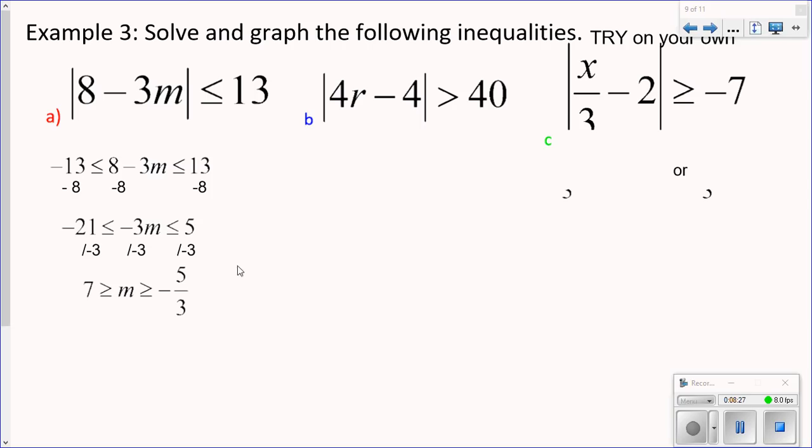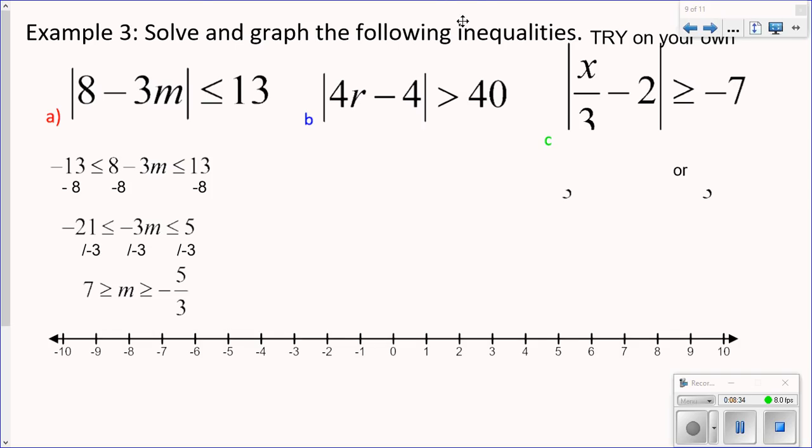Okay? So I get 7 is greater than or equal to m, which is greater than or equal to negative 5/3. That is an ugly number, but oh well. Here's the graph. So, it's an and statement, so I'm going to go from 7 to negative 5/3, which is negative 1 2/3, so a little bit right here. So that's my and statement. They're both closed circles because they're equal to's, and that's what I got.